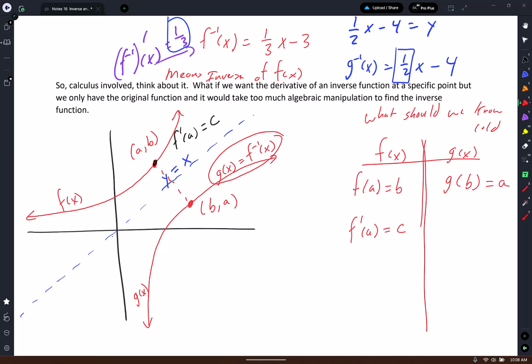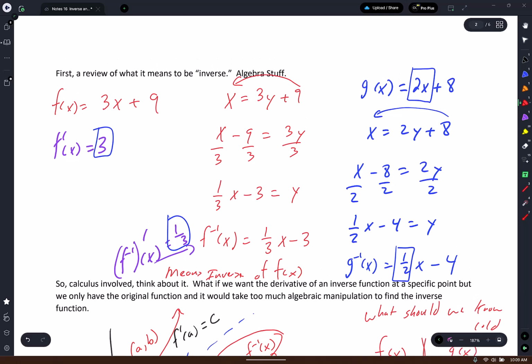F prime of a. No, f prime of a is f. This is still f. What do I know about g? G prime of what? C. Okay. No. 1 over a. No. Now you guys are just guessing. Stop. Let's think about it. You guys are going too fast. So I'm telling you that, okay, let's go back over here to the top. I found my slope of that was 3, and I found that this slope was 1/3.